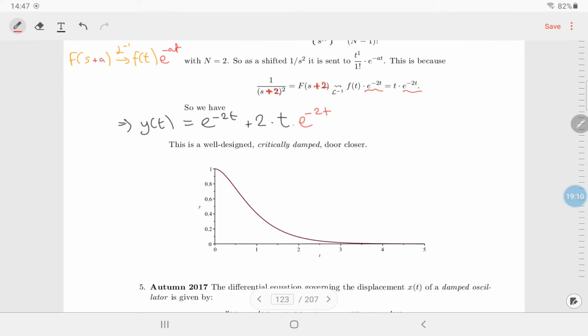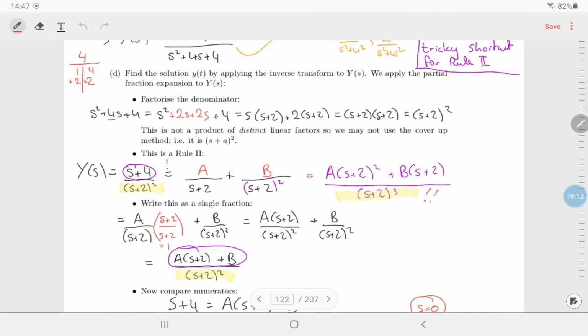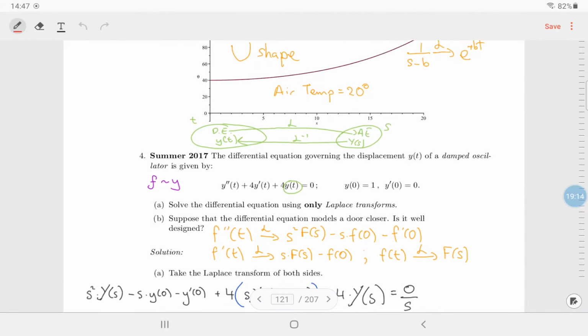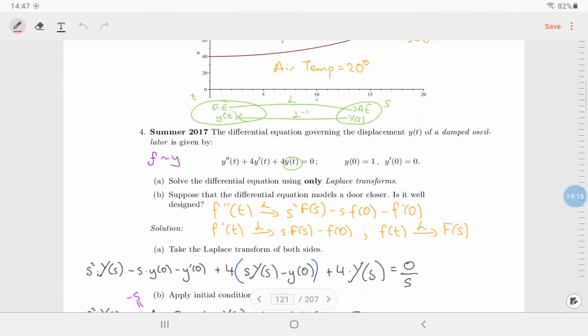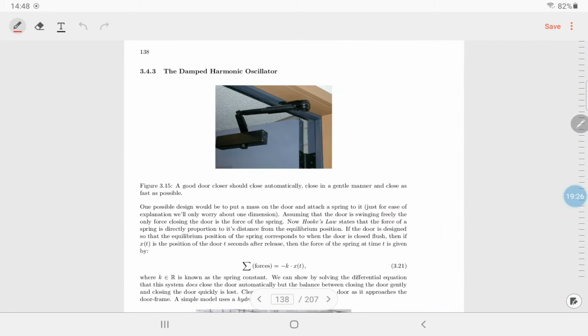Okay. Now there's the second question there about whether it models a door closer. Is it well designed? We're going to just do a little section on door closers and stuff like that. So I'm going to pause the video and find the right page. So here's the section on the door closer, page 138.